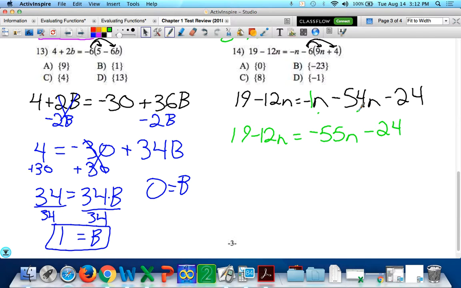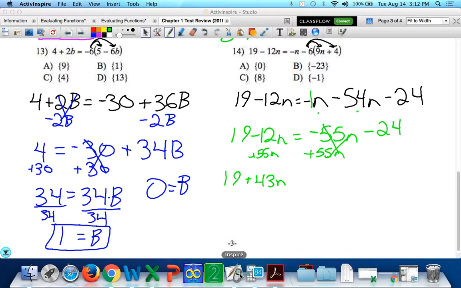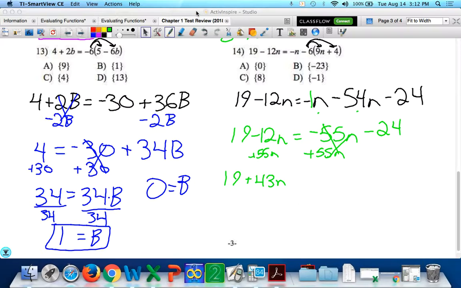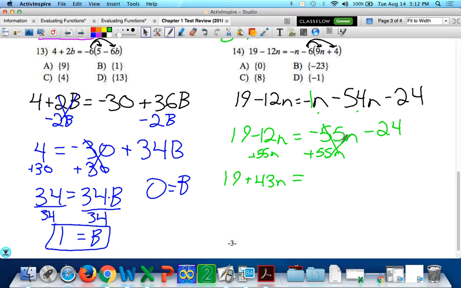I'm going to add 55n to both sides for 2 reasons. 1, if I have a choice, I like my variable to be on the left, just out of habit. And 2, that's going to give me positive variables. 19, this right here is going to be a positive 43n. How do I know that? 1, I've done the problem 3 times today, but 2, negative 12 plus 55 is positive 43n equals, these cancel out, and we have negative 24 left over.